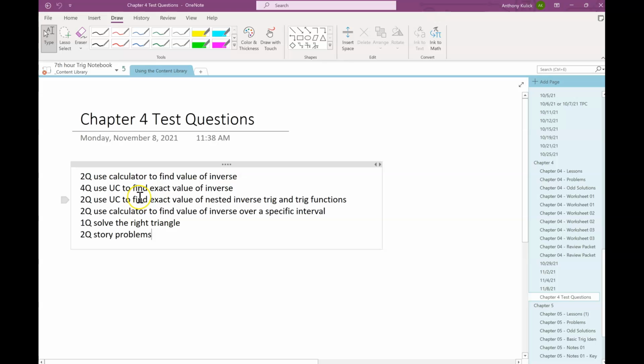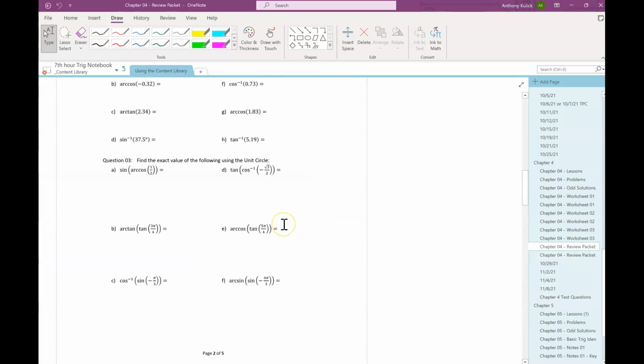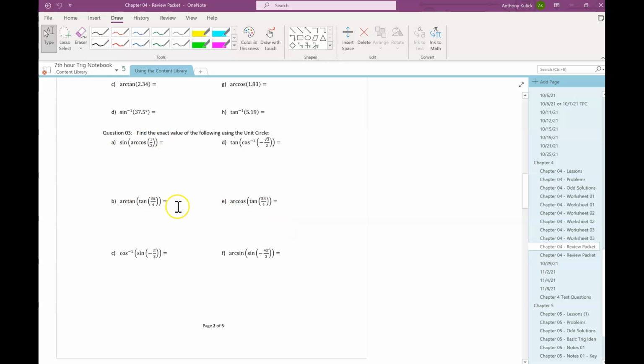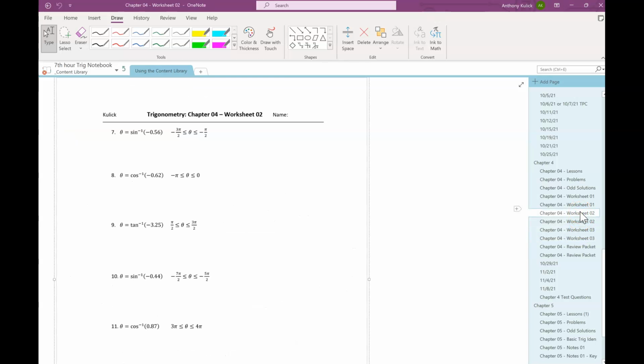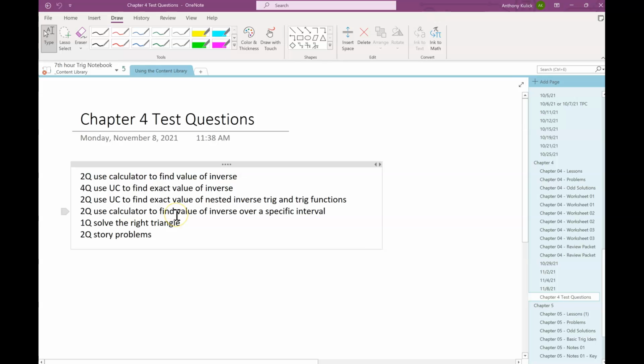2 questions where I ask you to use the unit circle to find the exact value of nested inverse trig and trig functions. So that's like these guys on page 2 of the review. That question 3 on page 2. Two questions where I ask you to use the calculator to find the value of an inverse over a specific interval. So that's like worksheet 3 for us, I think. Is that right? No, worksheet 2. Worksheet 2. I got my numbers wrong.